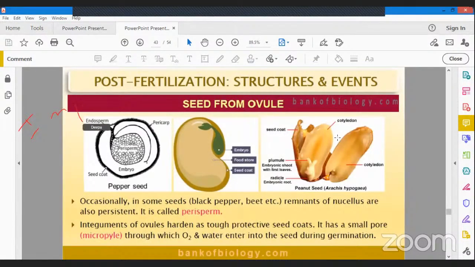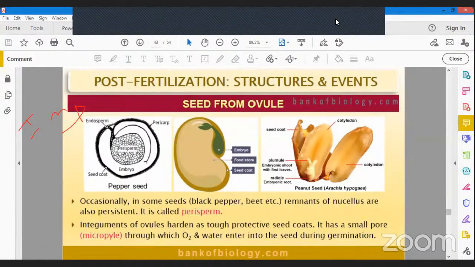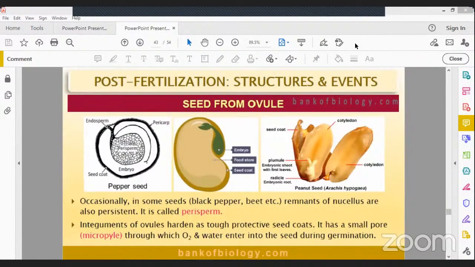Next, the integuments of the ovules harden as tough protective seed coats. It may have a small pore called the micropyle. This micropyle is the small opening that was there at the time of the ovule. You may remember the integuments leaving a small gap called the micropyle, which is retained here also, through which oxygen and water will enter during germination. So take it down.